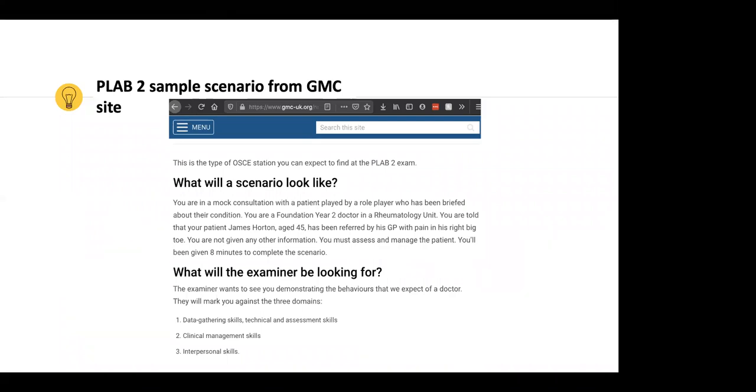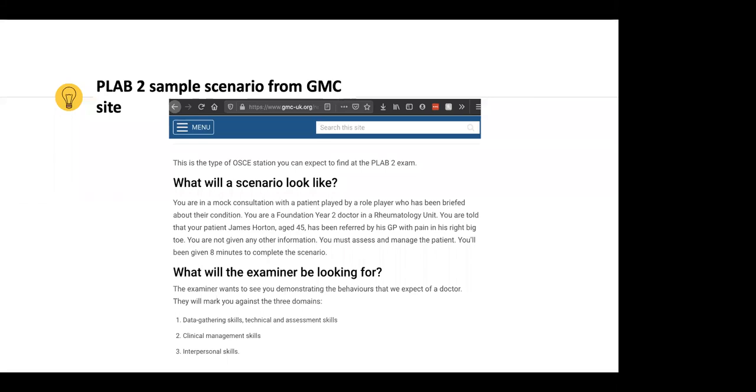Throughout the station, it's very important for us to maintain interpersonal skills with the patient. More than history taking, data gathering and explaining the management, I would say we should pay more attention to what the patient is telling us. If the patient is showing some concern, we need to show sympathy and empathy at that particular moment. You should not miss that opportunity.